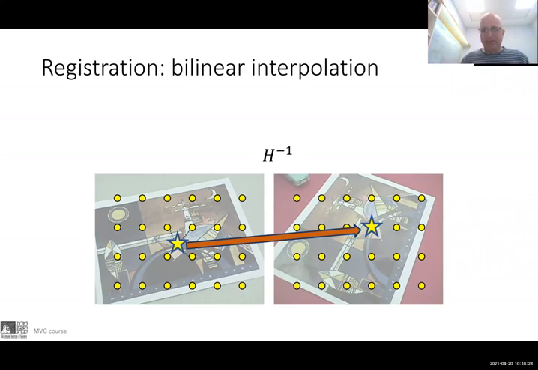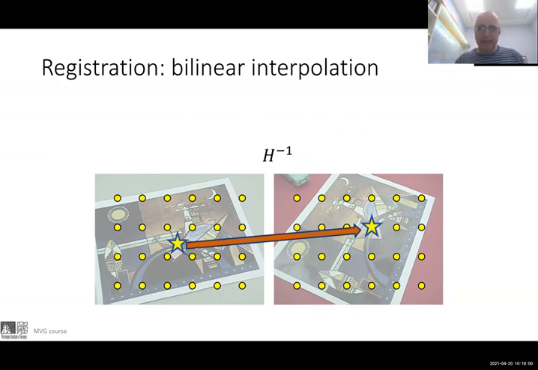So again, I want to take the left image and apply it to find the color for every pixel according to the positions in the right image. And so what I do is I compute subpixel positions in the left image that will get me to pixel positions in the matched image. Okay, that's the bilinear interpolation.